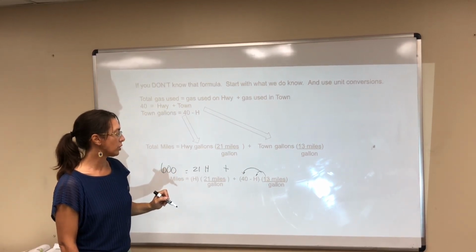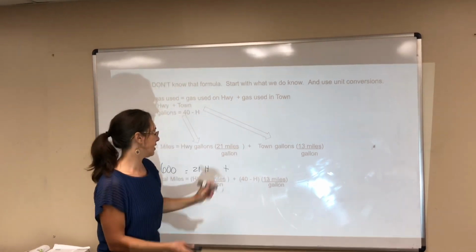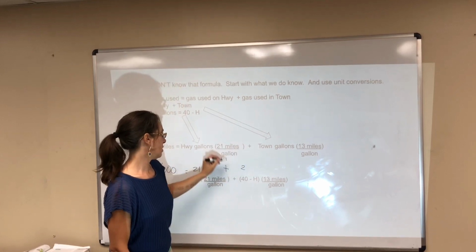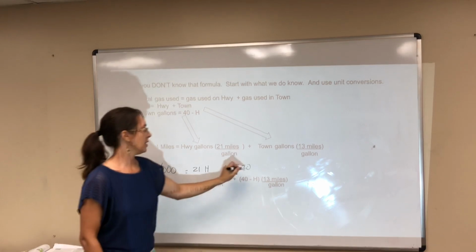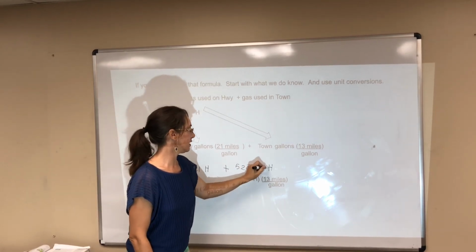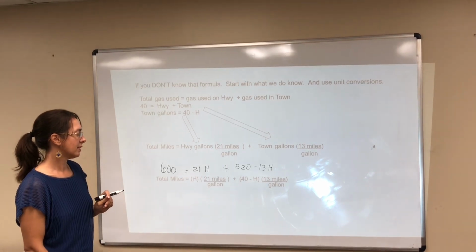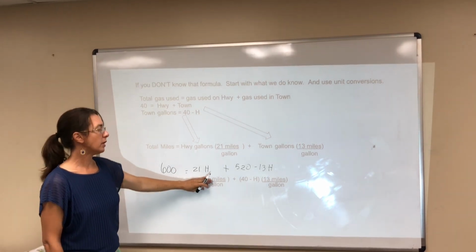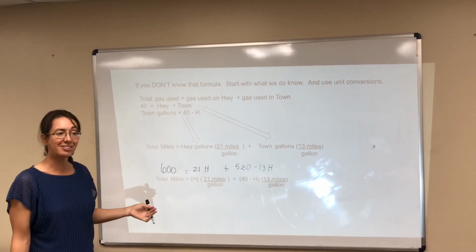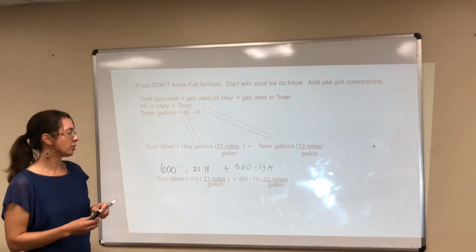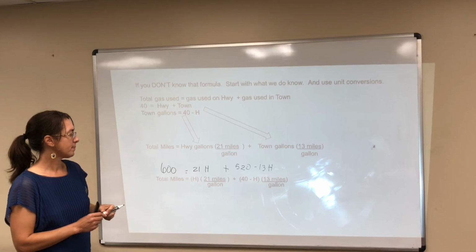So we're going to do 13 times 40 and get 520, minus 13H. Okay? So now we want to solve for H. H wants to go to the movies by himself. We've spread everything out. We need to find all of his parts. What parts do we need to combine? Well, 21H and 13.